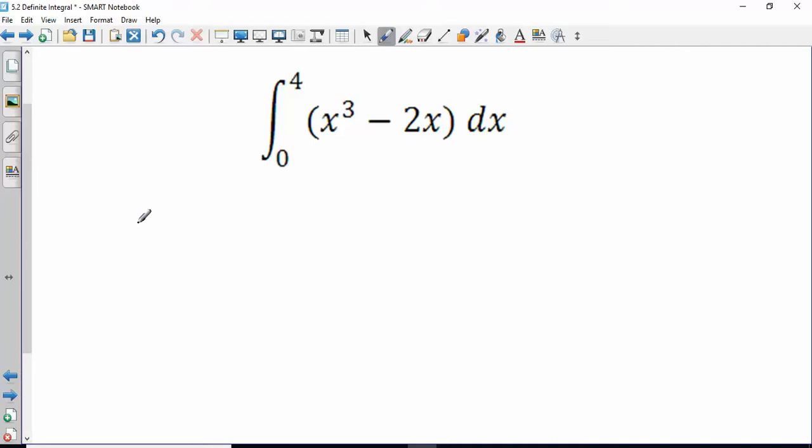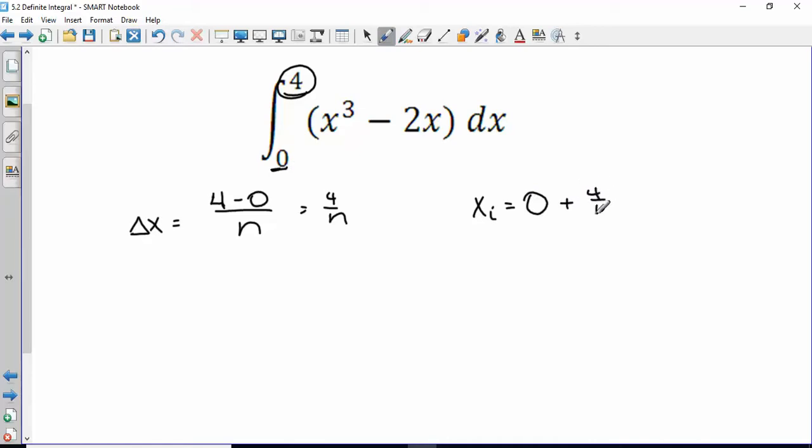So our process is the same. We need our change in x. Our change in x is the ending, the top number, minus the beginning, divided by n. So that's just 4 over n. Your x sub i is your starting, the lower limit, so we started at 0, plus the change in x, which is 4 over n, times i. And we just get 4 over n times i.